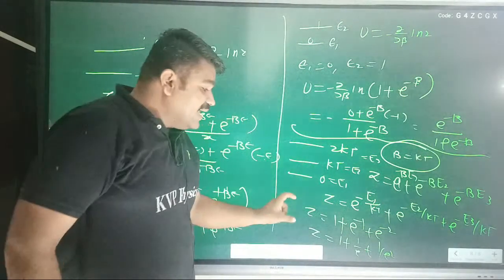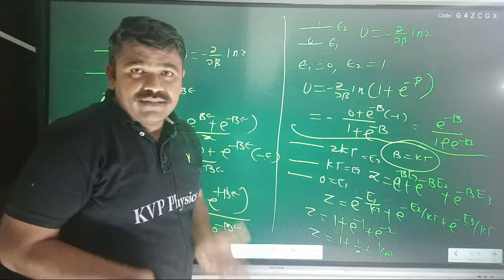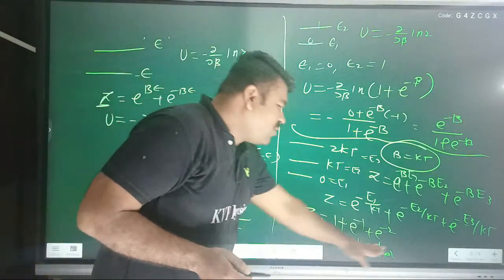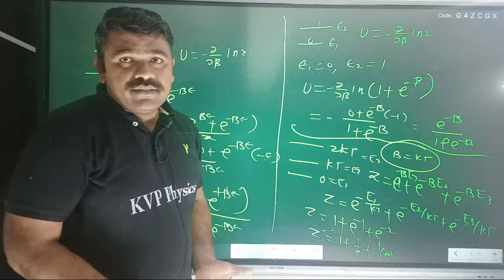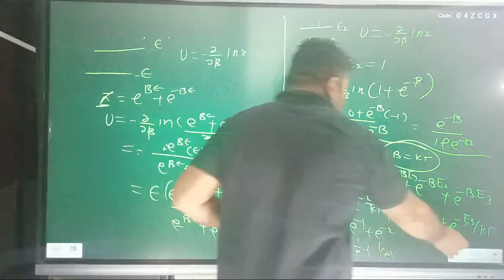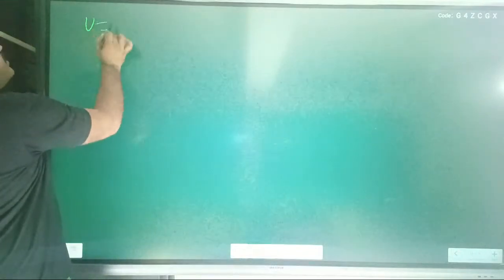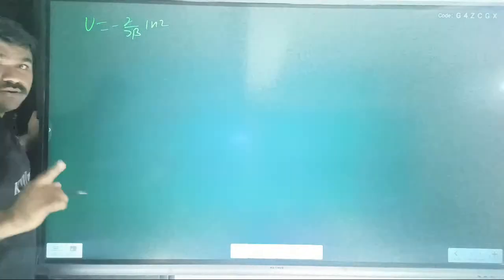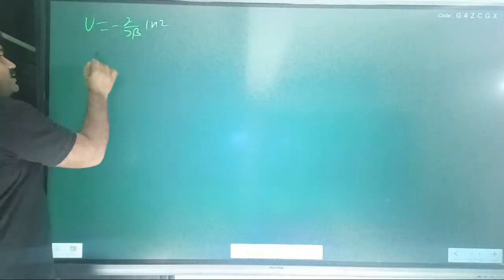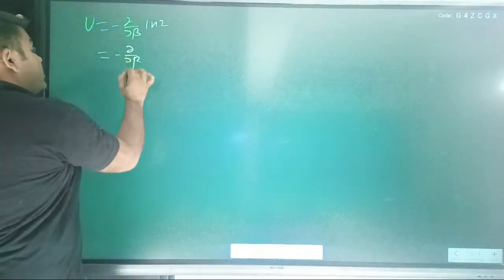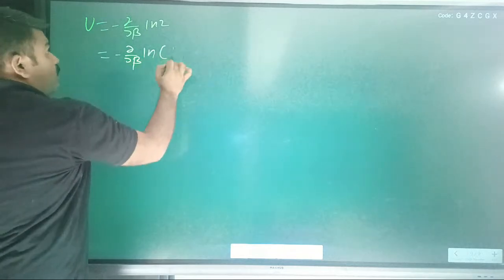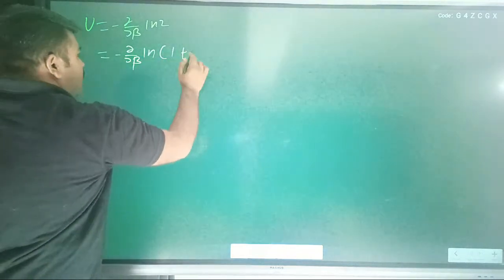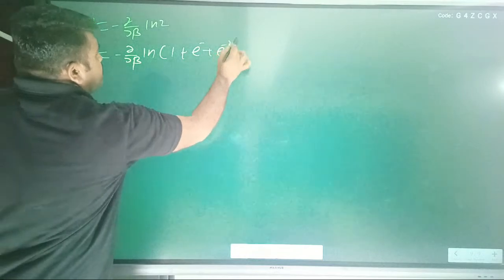आपके पास z वैल्यू है तो एवरेज एनर्जी कितनी होगी? सिंपल सी बात है, these all are constant, then average energy is 0. Why we can say this is equal to 0? हमें पता है what is the value of u. u is equal to minus ∂ upon ∂β ln z, yes or no? Then ∂ upon ∂β is equal to ln of 1 plus 1 upon e, or simply e to the power minus 1 plus e to the power minus 2.